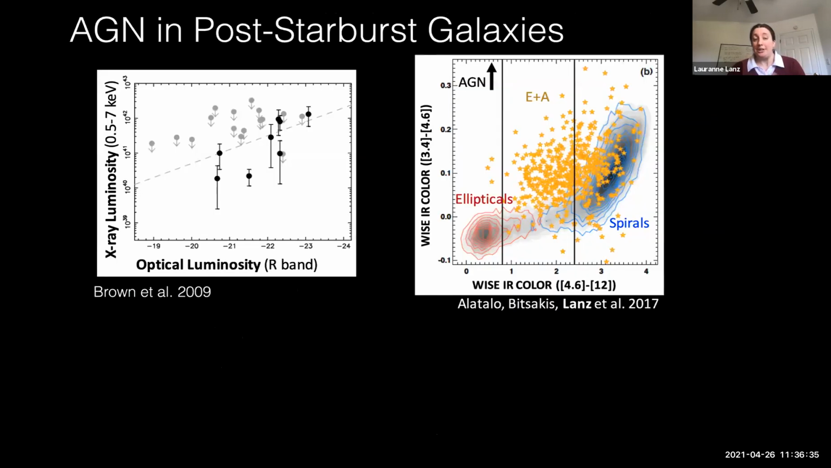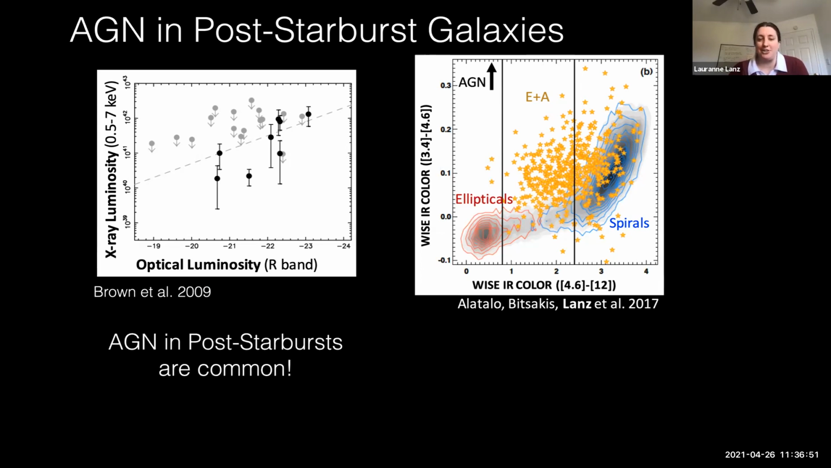Okay, so I'm not the first person by any means to ask this question, but we haven't really reached much consensus on this point. Michael Brown in 2009 looked at about 24 K+A galaxies and concluded, yes, they're common. About half of them show X-ray signatures of AGN.